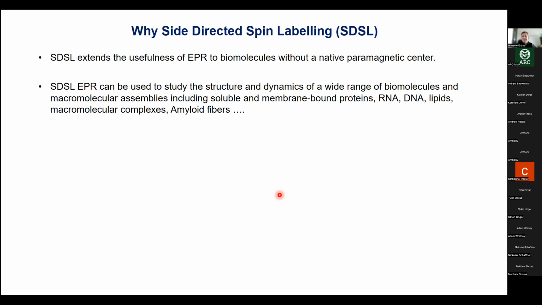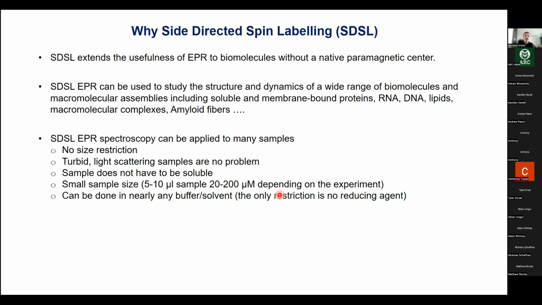It works on RNA, DNA, lipids, complexes that can be as complex and big and complicated as you want. It works on amyloid fibers, basically anything biological you can think of and put a spin on. And the reason for this is because in EPR, you have no size restriction. So if something is big, it's not a problem like it might be in NMR, for example. The sample can be light scattering, which doesn't work with most other spectroscopic methods. The sample doesn't even have to be soluble. That's the reason why it works with amyloids, for example.